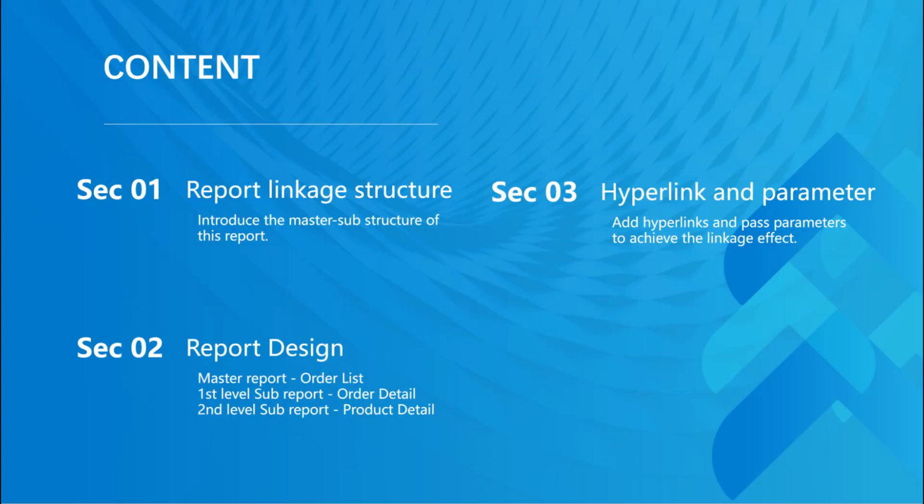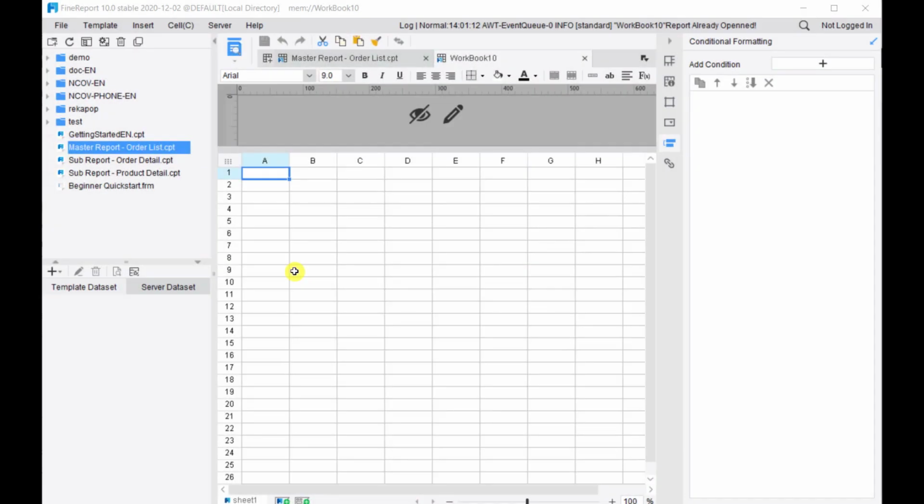In the next section, we will talk about the report design. We will be creating 3 basic reports, which is Master Report A, Order List, First Level Sub-Report, Order Detail, and Second Level Sub-Report, Product Detail. Let's create Report A first. Some steps are just simply style designing. I will just accelerate the process. For more information, you can see our previous videos.